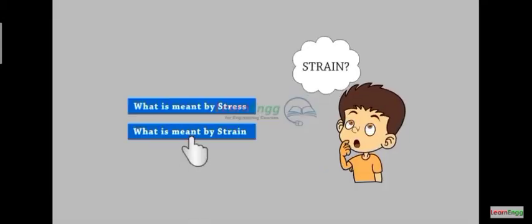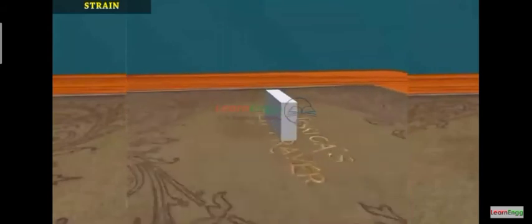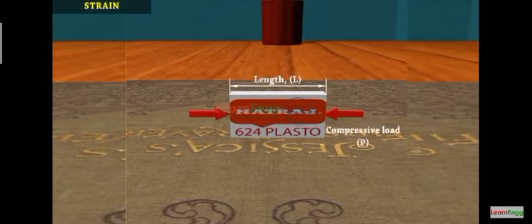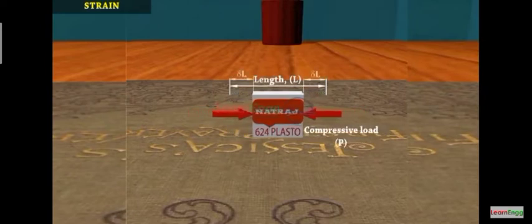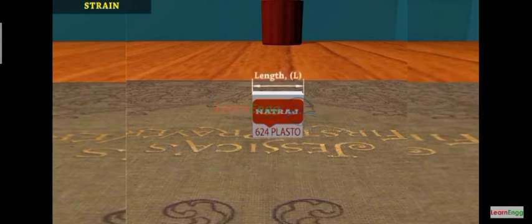Now we can see what is meant by strain. For example, let us consider an eraser, the rubber, of length L. We are giving the compressive load P. So the length is compressed. So the compressive strain is change in length by original length, equal to del L by L.